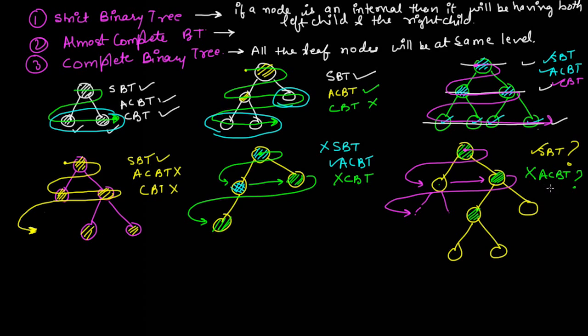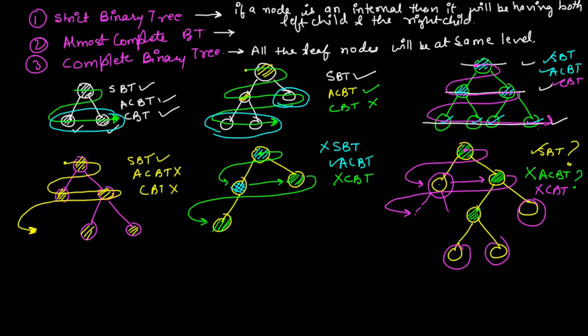Okay, now is this a complete binary tree? No, this is not a complete binary tree. Why? Because all these are leaf nodes, and these leaf nodes are not at the same level. So therefore this is not a complete binary tree. So you should know now the difference between a strict binary tree, an almost complete binary tree, and a complete binary tree.